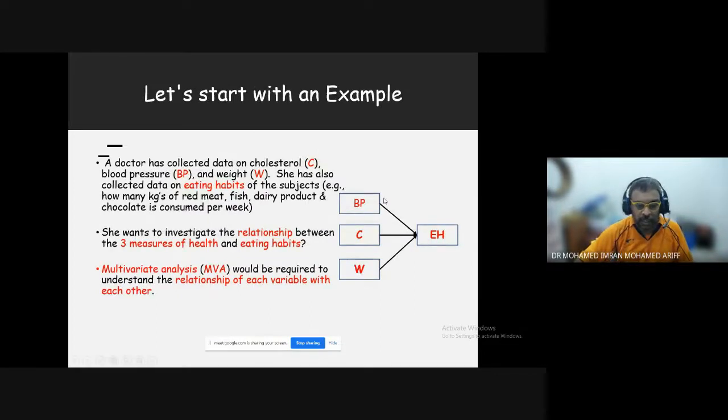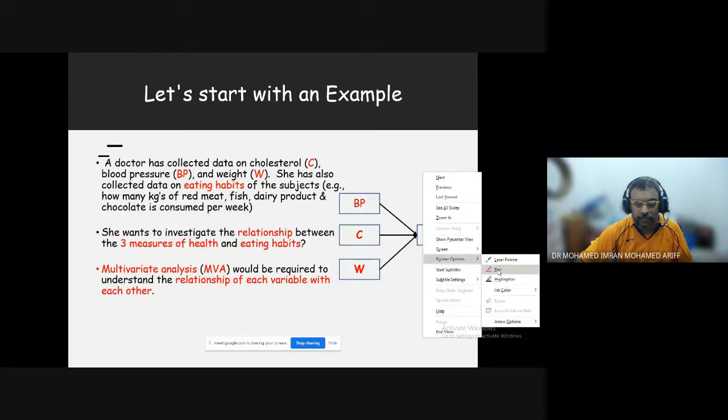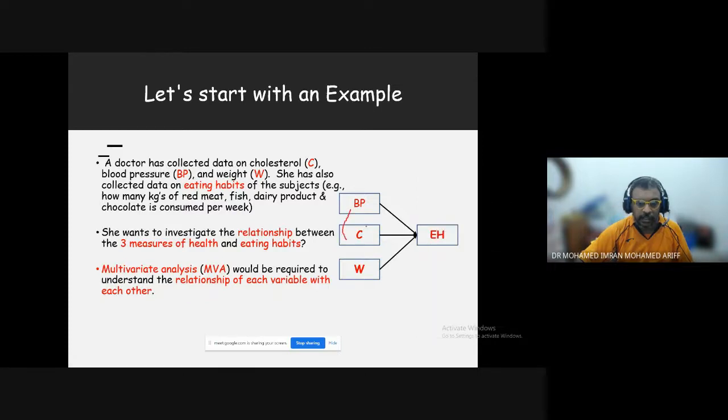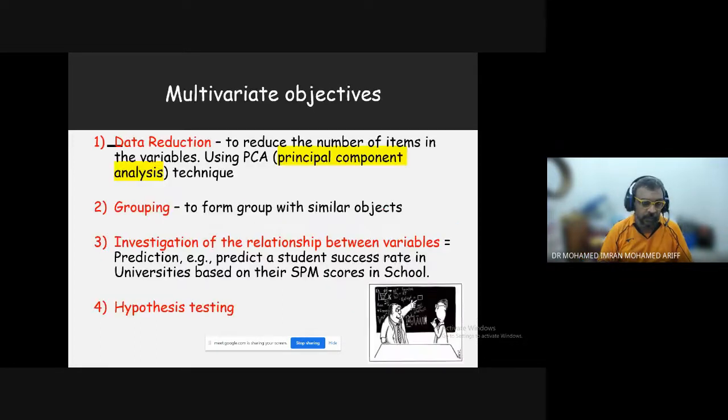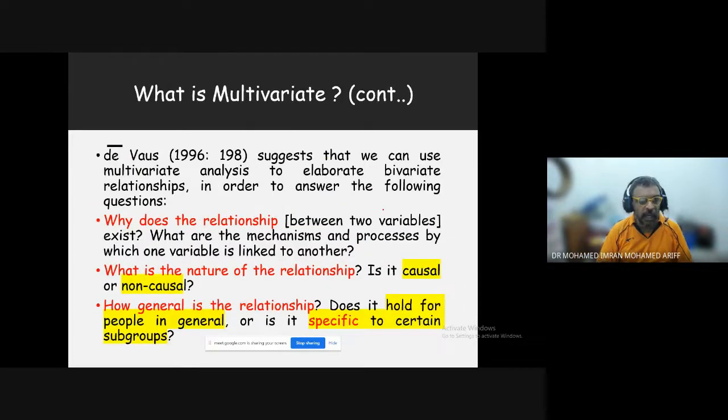So maksud dia, we can also look at sini ke sini, sini ke sini, sini ke sini. Pun boleh juga. Okay, so we can also look on this side only. Okay, we can also look on this side only. Boleh. Okay, and we want to look at the nature of relationship.